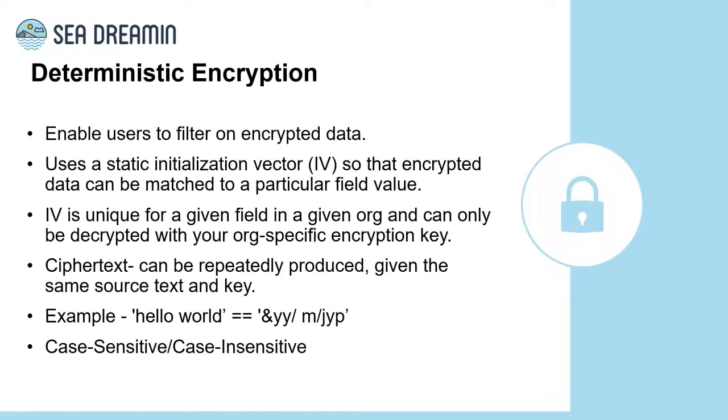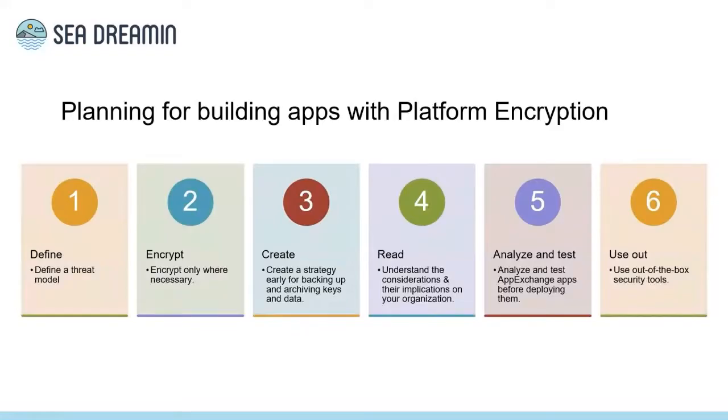Let us move on to the next slide to see what considerations we have when planning to build an app with encryption. First step would be to define a threat model and then encrypt only whenever necessary, because not all the fields should be encrypted. Only whichever fields we think are sensitive and need to be encrypted, only those should be encrypted. Then create a strategy for early backing up and archiving keys and data.